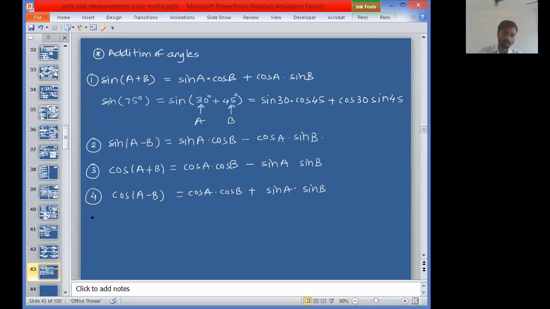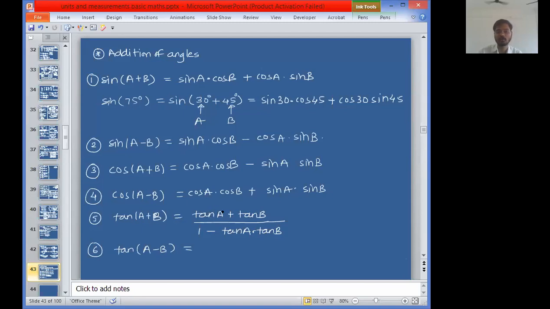Now the last 2 formulae, tan of A plus B, very simple. Tan A plus tan B upon 1 minus tan A tan B. Tan of A plus B will be equal to tan A plus tan B upon 1 minus tan A tan B. Now you will say, sir, what if we have tan of A minus B?